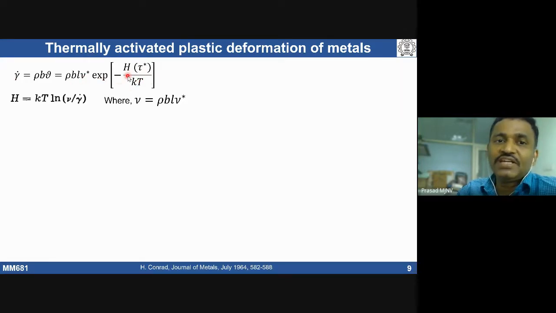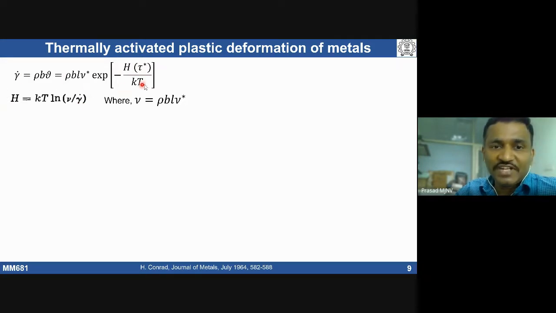If I take rho B L V star as nu, and do a logarithm on both sides, log of strain rate gamma dot, then I want to have H. So H becomes KT ln of nu over gamma dot, the strain rate. Is it clear? It's simple.